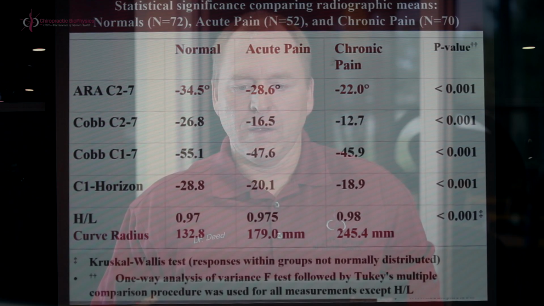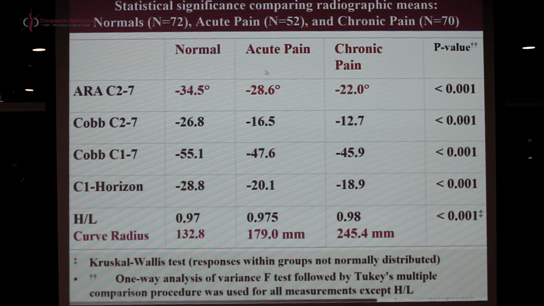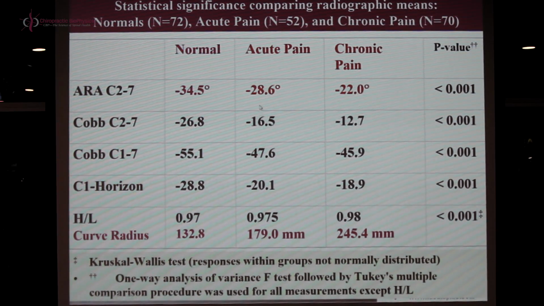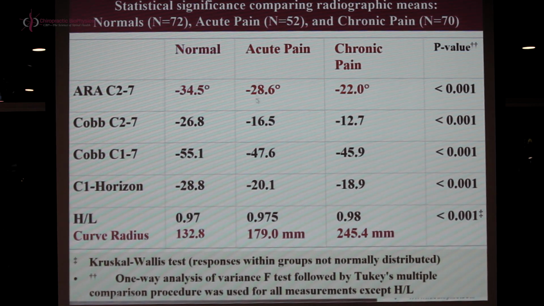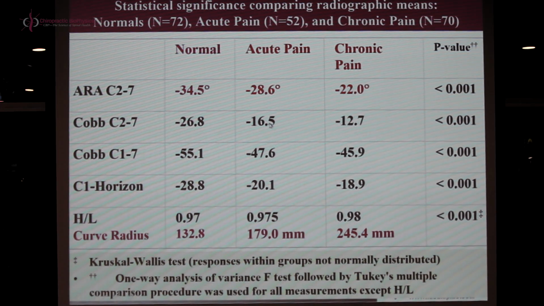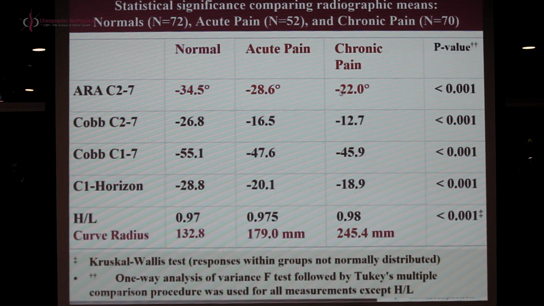Now look at this. Here's my acute neck pain subjects. 28.6. Look at the Cobb angle here. Same subjects. It's 12 degrees less, right? Remember, I told you it depends on the population you're looking at. It's anywhere from 9 to 15 degrees different, right? So these are statistically significant differences.